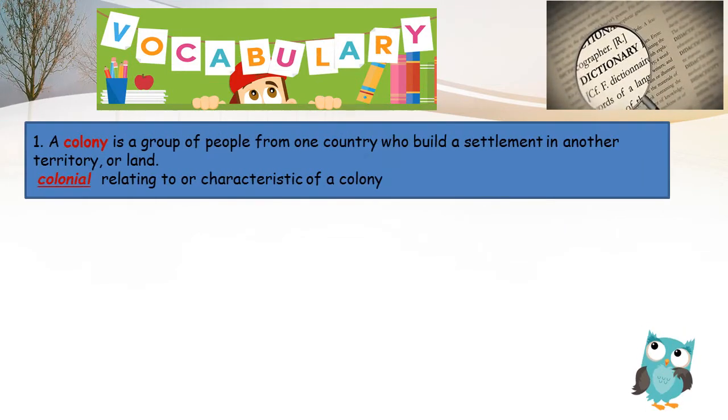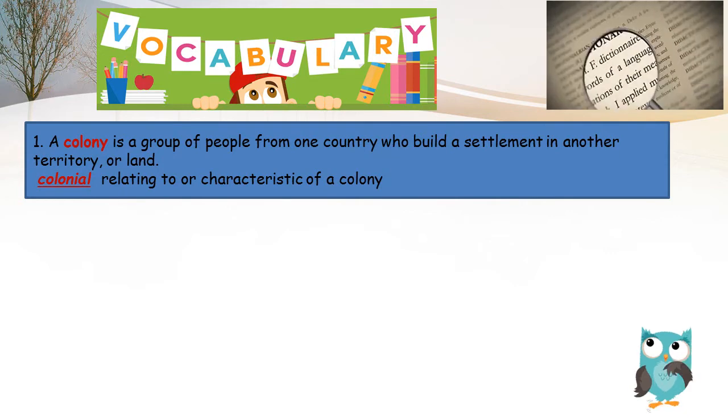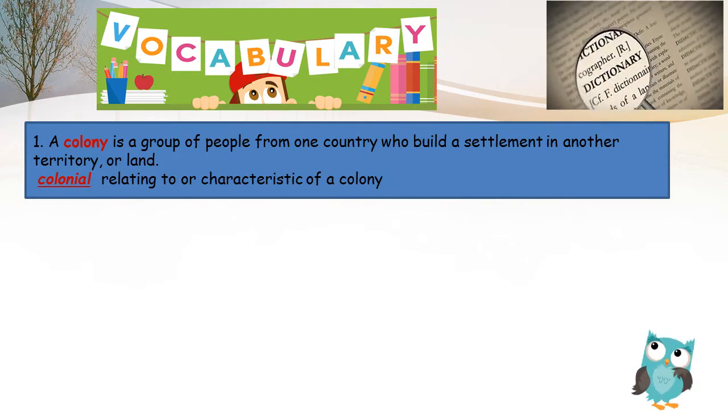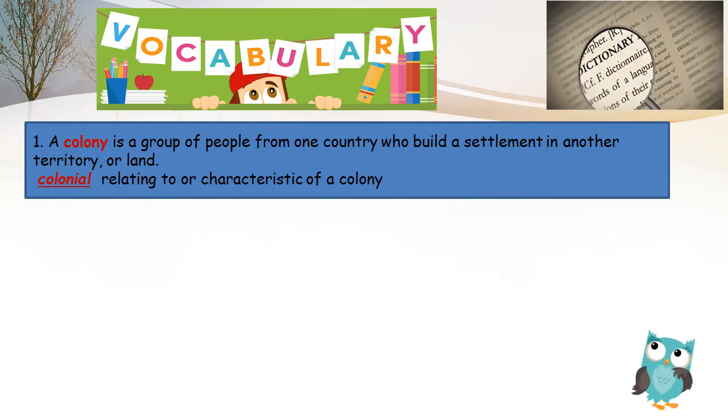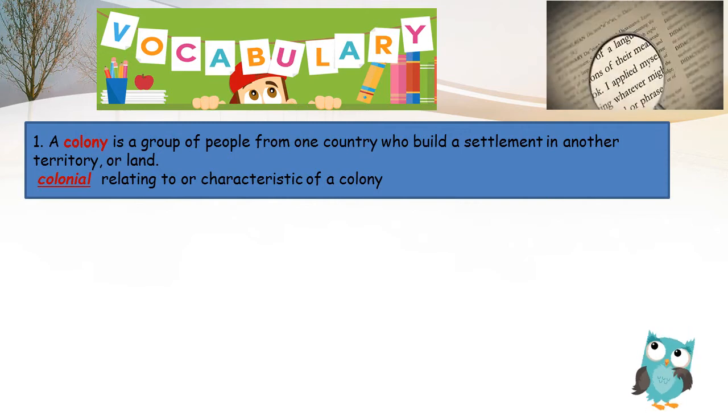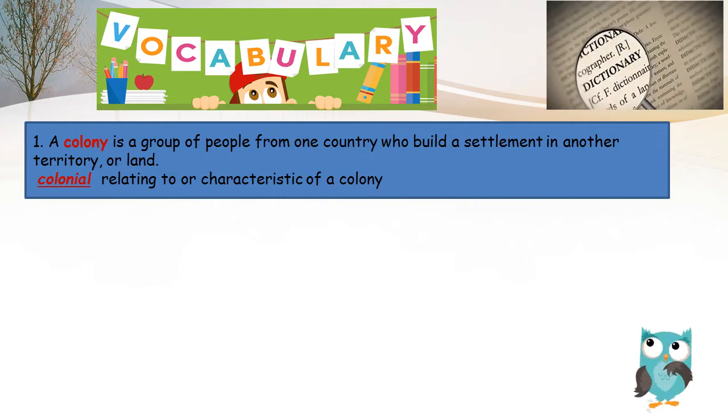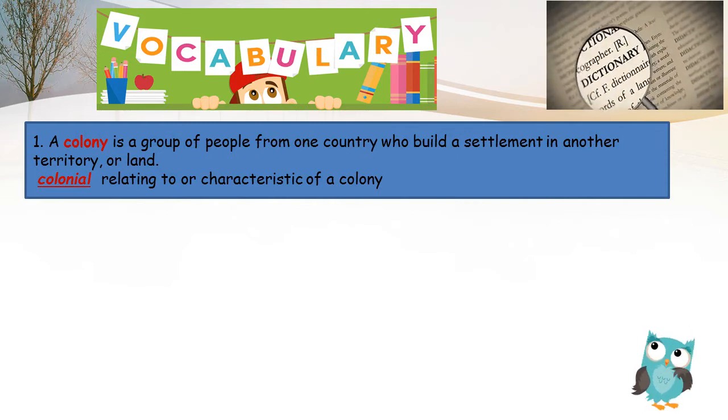So first word we have colony. When you say a colony, it is a group of people from one country who build a settlement in another territory or land. In short, it is a place controlled by another country. And when you say colonial, it shows the characteristics of a colony.